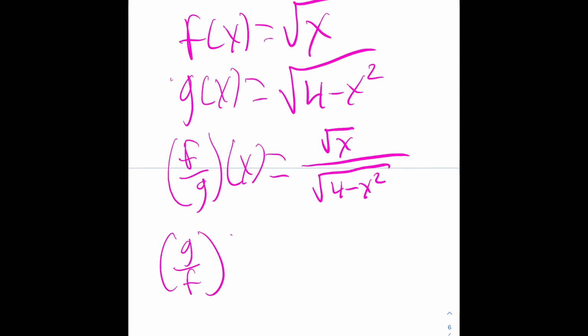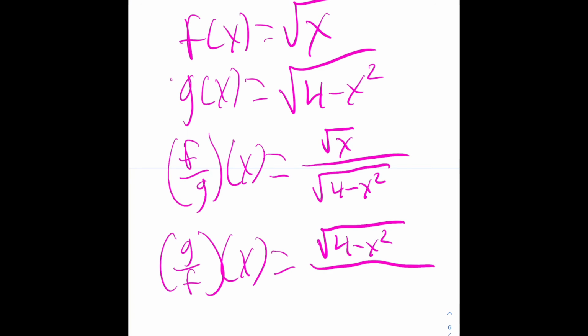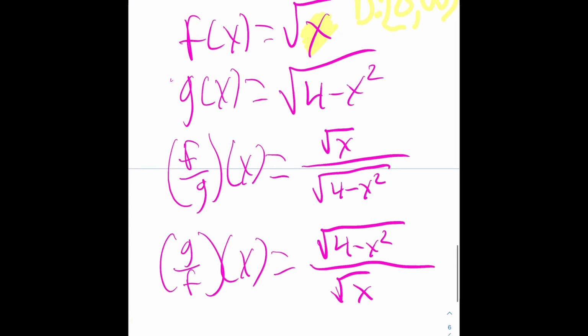Again, let's maybe say, hey, what if they asked you to write g divided by f of x? Okay, that would flip-flop it, but I bet you my domains may change. So let's go back and think about that. So the domain of the first function, right here, my domain is any number from 0 all the way to infinity, because I can't take the square root of a negative number. So again, anything that is bigger than 0 is going to get me my answer.